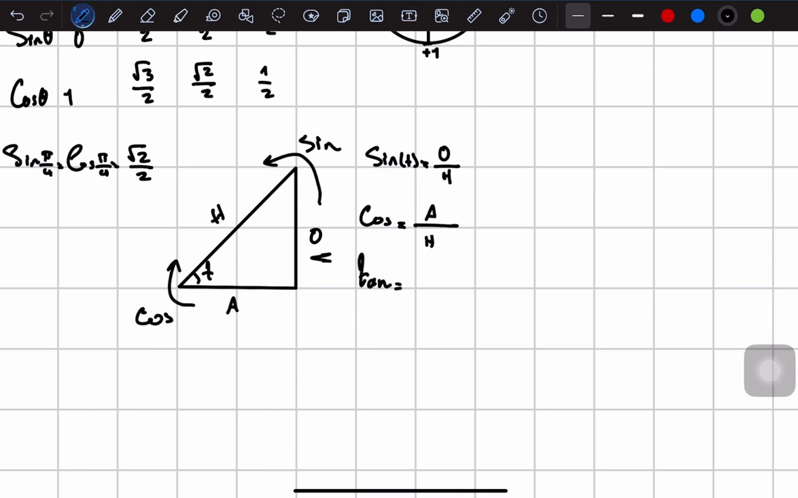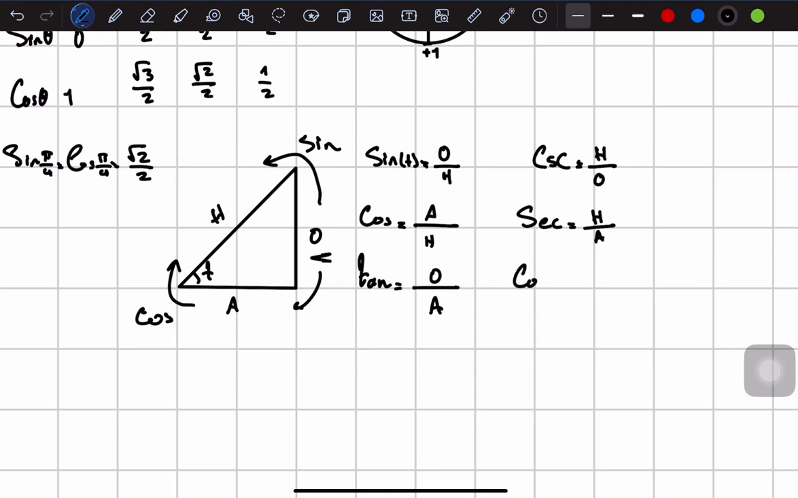Tangent, as I said, is sine over cosine, which will be y-axis over x, which is opposite side over the adjacent side. O over A. What about the cosecant? Cosecant is the inverse of sine, so H over O. What about secant? Secant is the inverse of the cosine. So secant will be H over A.